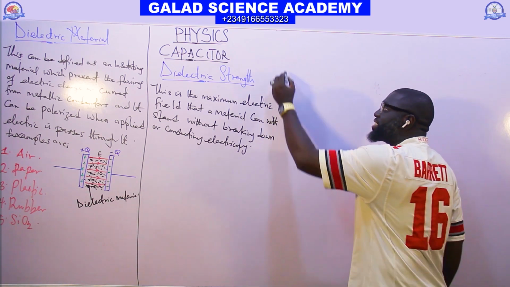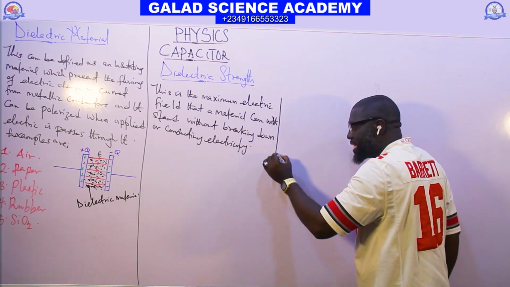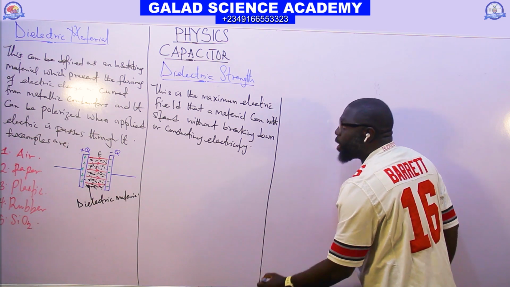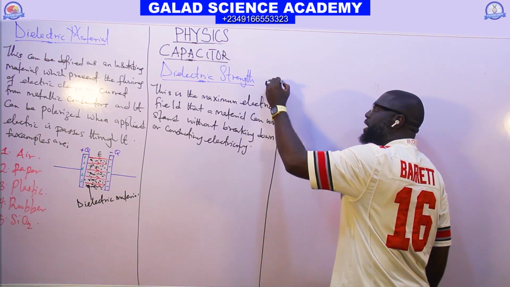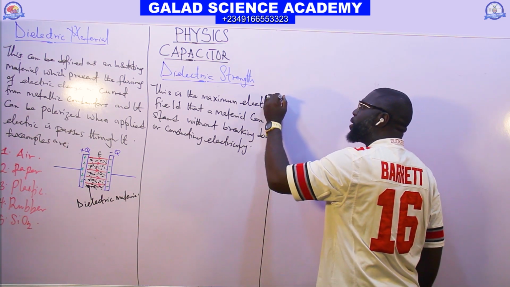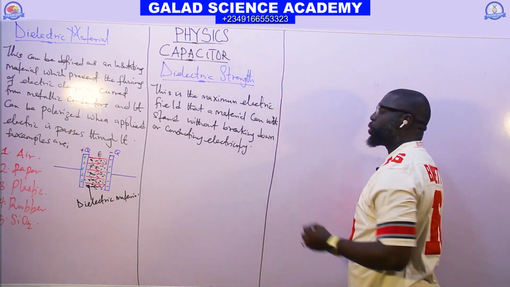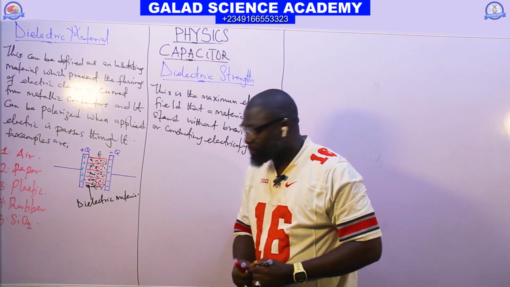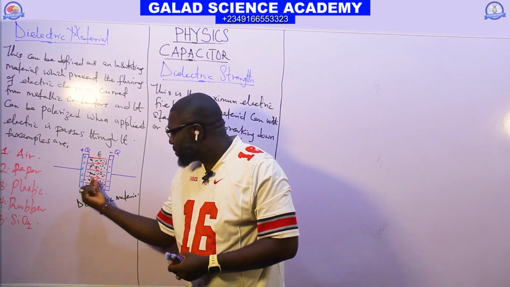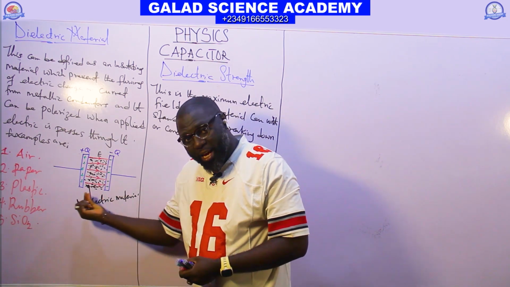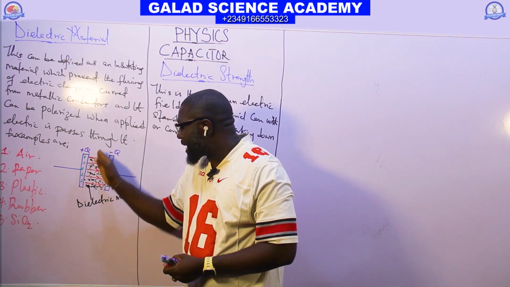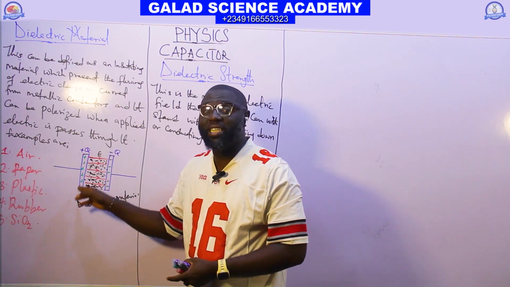So dielectric strength is the maximum electric field a material can withstand without breaking down. That is, the maximum electric field that this material can withstand before it breaks down.